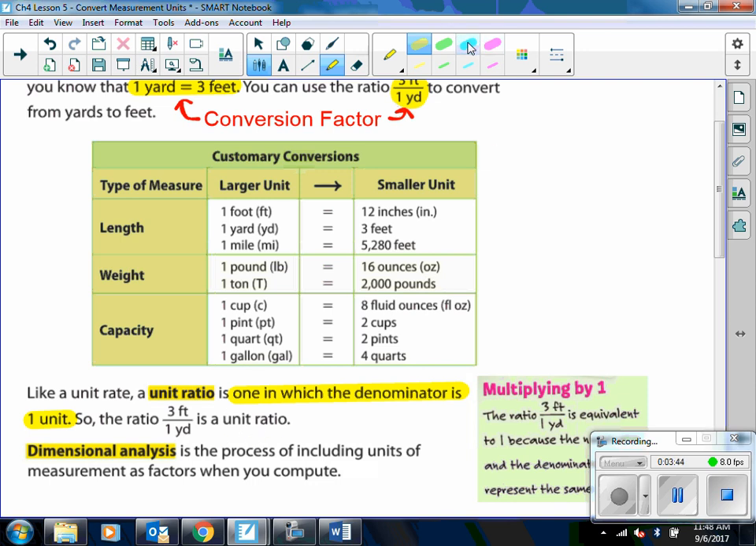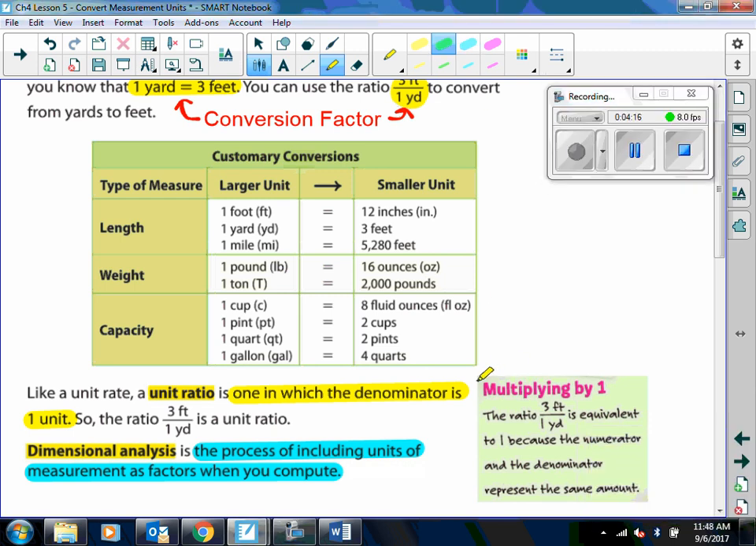Now we use dimensional analysis, which is the process of including units of measurement as factors when you compute. So we are including the units. So when we are doing this lesson and converting units, it is very important that you write your units. If you do not include your units in your dimensional analysis conversions, then your answer will be marked wrong. So make sure you include your units.